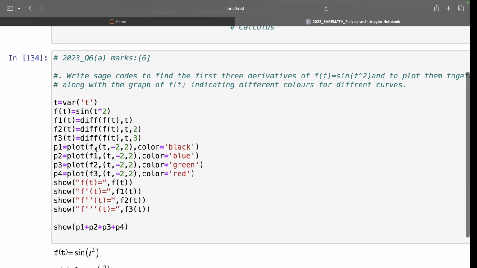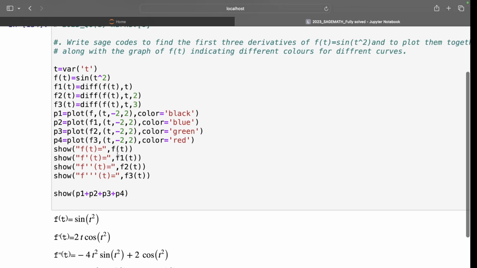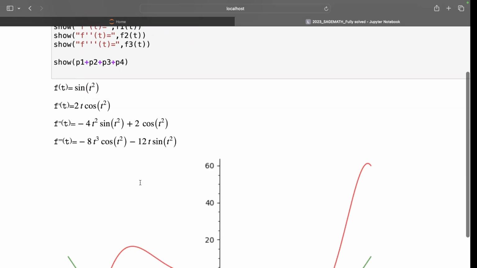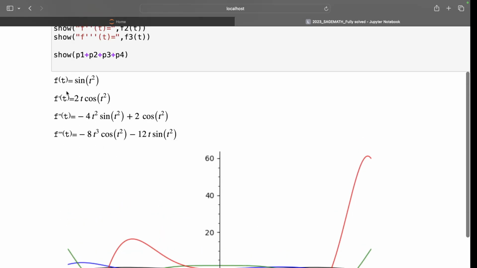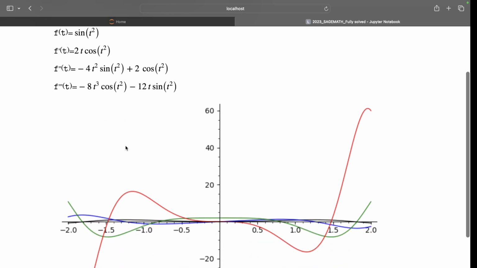P1 is the plot of f, and range of t is -2 to 2, color is black. P2 plot of f1, color blue. P3 plot f2, color green. P4 plot f3, color red. So f(t) equal to this f(t). So f dash t equal to f1(t), f double dash t equal to f2(t), f triple dash t equal to f3(t). So p1 plus p2 plus p3 plus p4 in a single graph. So first f(t) is the function this, f dash t is this, f double dash t is this, f triple dash t is this.